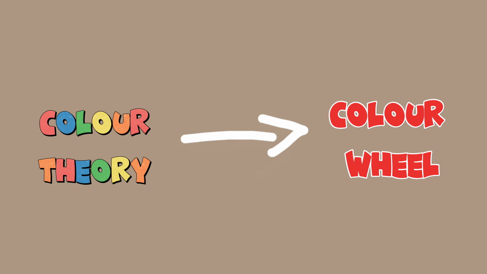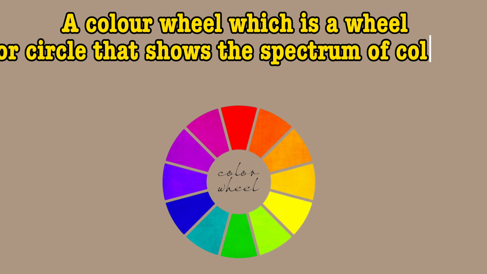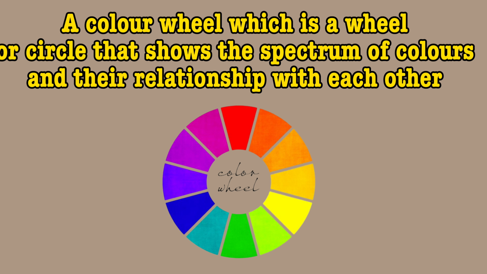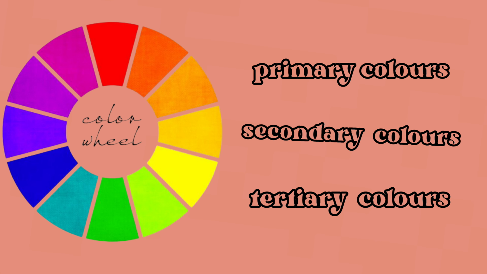We can't discuss color theory without first defining what a color wheel is. What is a color wheel? A color wheel is a wheel or a circle that shows the spectrum of colors and their relationship with each other. The standard number of colors is 12, even though some have 24. The color wheel consists of the primary colors, the secondary colors, and 6 tertiary colors.